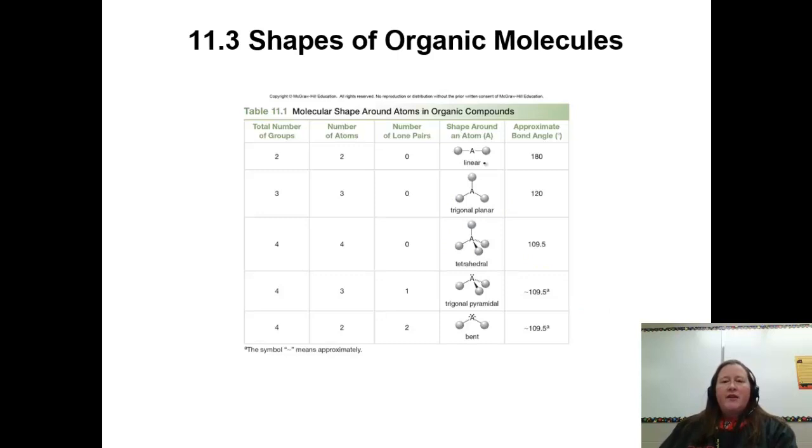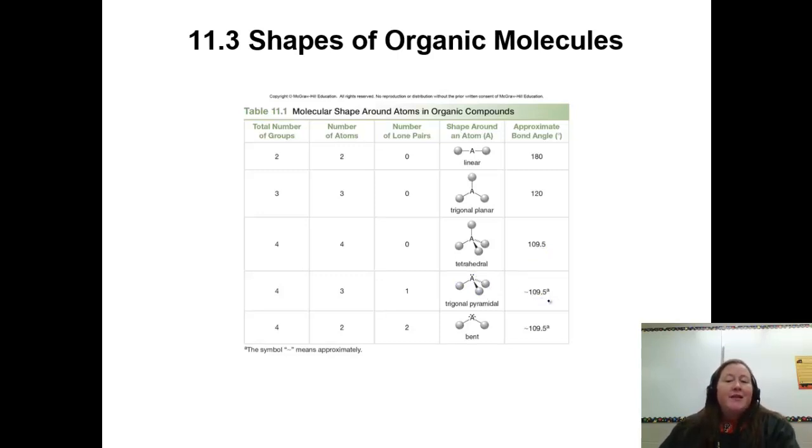So this is a summary. Two things attached, we have a 180-degree angle. Three things attached with no lone pairs, we have a 120-degree angle. It's called trigonal planar. When we have 4 atoms attached, it's called tetrahedral, and it has a bond angle of 109.5. When we have 3 atoms attached and 1 set of lone pairs, it says about 109.5.